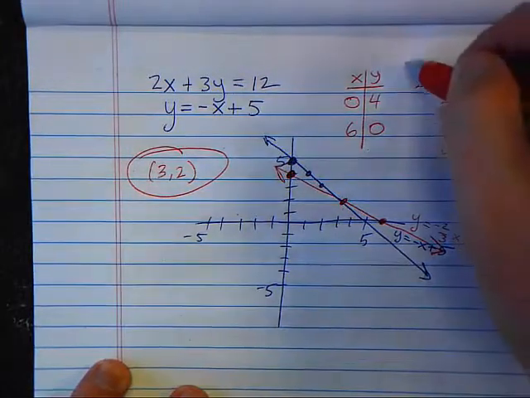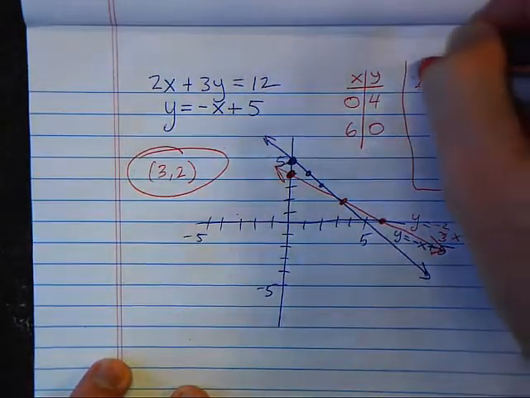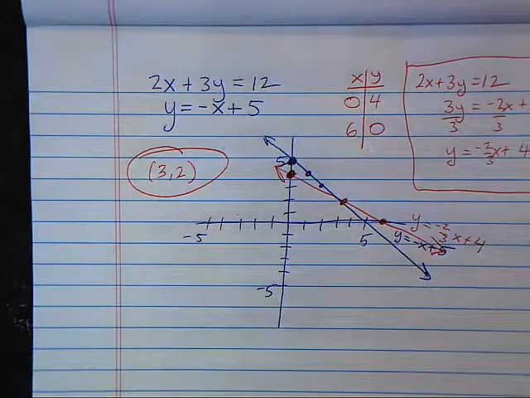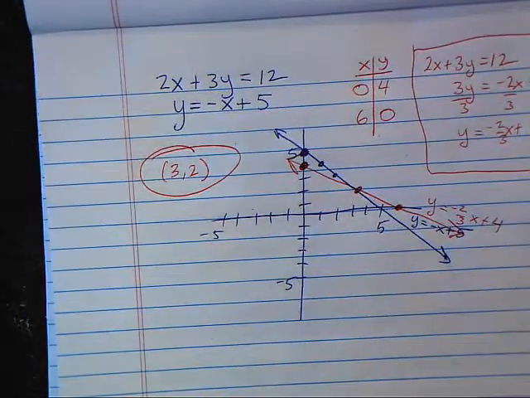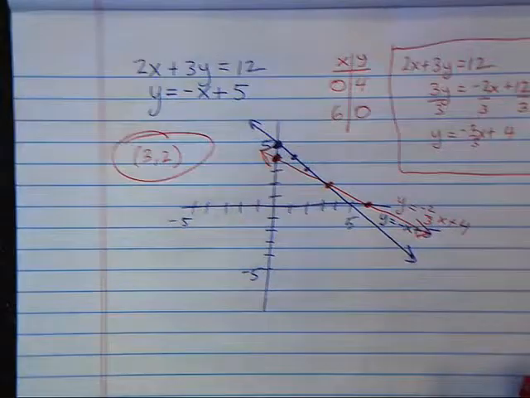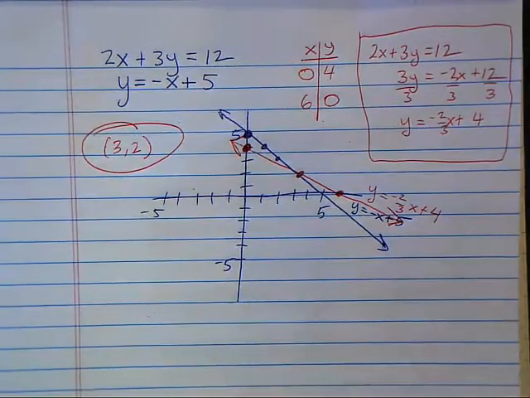Getting y all by itself is the way most students prefer. And it's perfectly fine. I just think it's a little extra work. I think it takes longer. So I like to just jump right to the intercepts and figure those out and use that to graph my line. Questions on that?